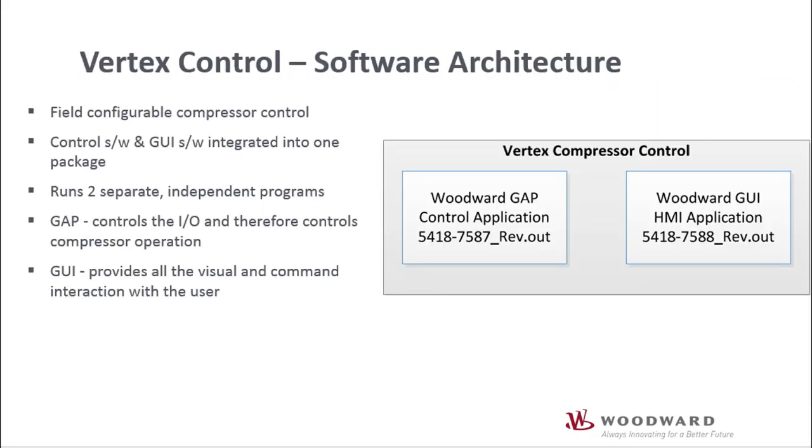For the software architecture, the Vertex control comes with 2 applications on it that run simultaneously. So we have the Woodward Gap control application, and this is what's controlling the I/O. And then we have the Woodward GUI, or the HMI application, and this is providing the interface to the operators.